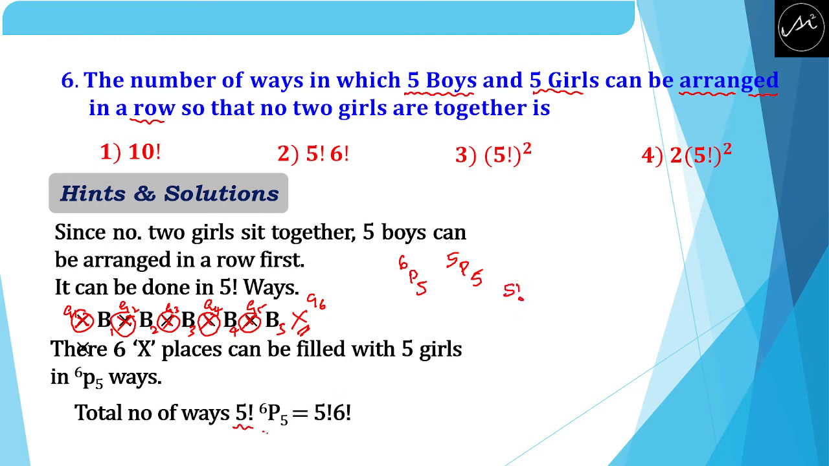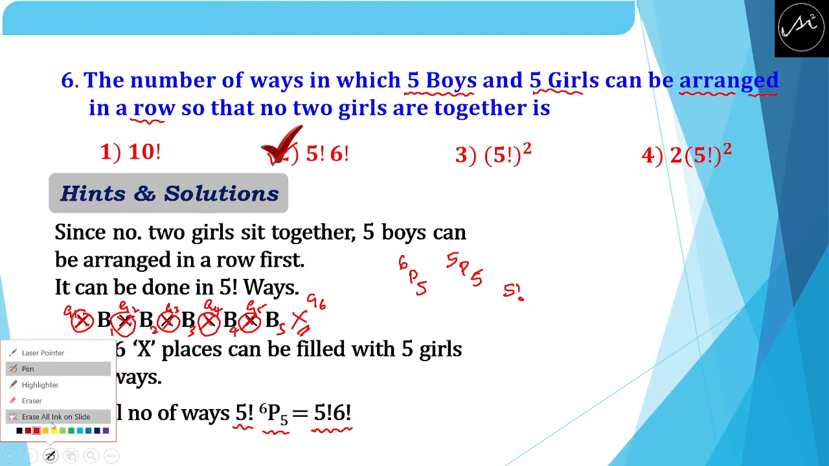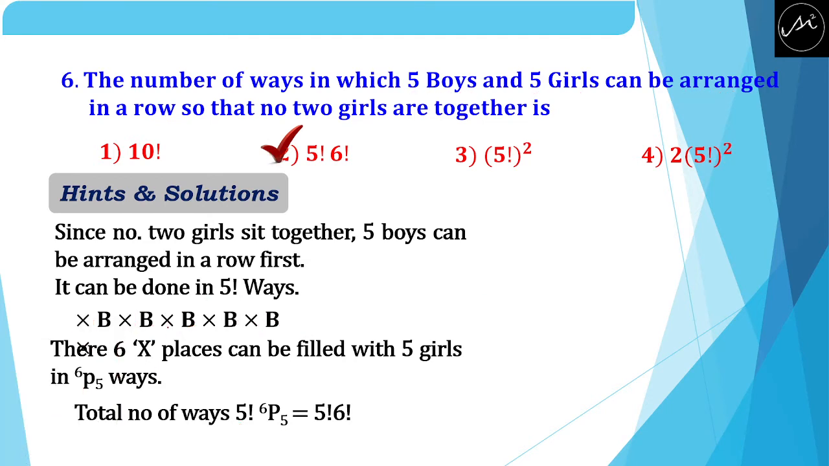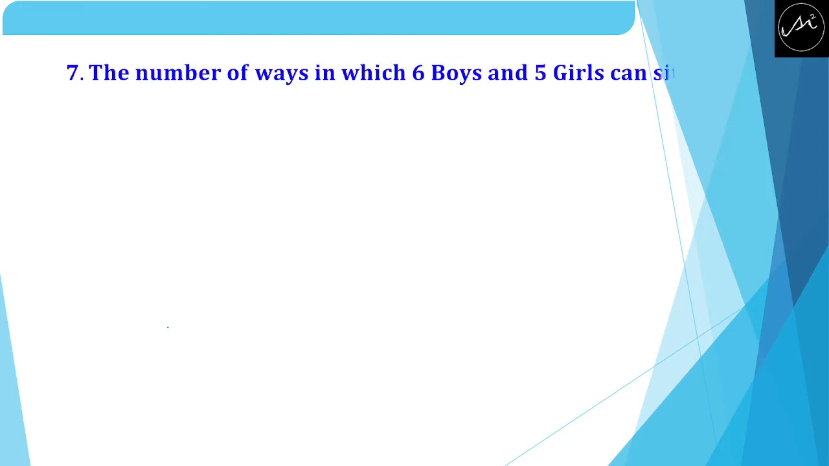So 5 factorial into 6p5, that is 5 factorial into 6 factorial is going to be the right answer, that is option 2. Option 2 is the right answer for the required problem. Clear? Okay. So I think this can be easily understood by everyone because it is a very simple problem. As you understand the problems, as you understand the concepts, you are going to get the confidence. So that's why now we can move to the next question.